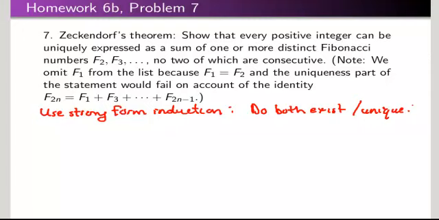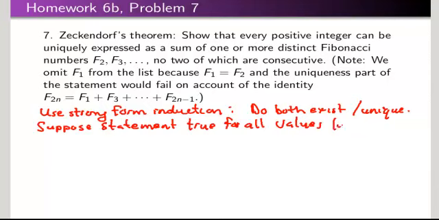Okay, so well, you can get yourself going on a base case. So the inductive assumption that we're really going to focus on is this. We suppose the statement is true for all positive integers strictly less than n. And then let's consider the value n. Okay, so consider the positive integer n, and I want to show it can be expressed as a sum of one or more distinct Fibonacci numbers, no two of which are consecutive.